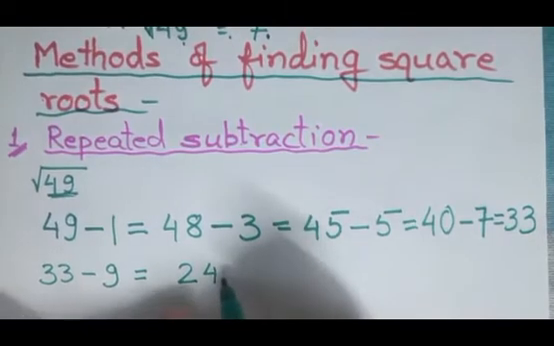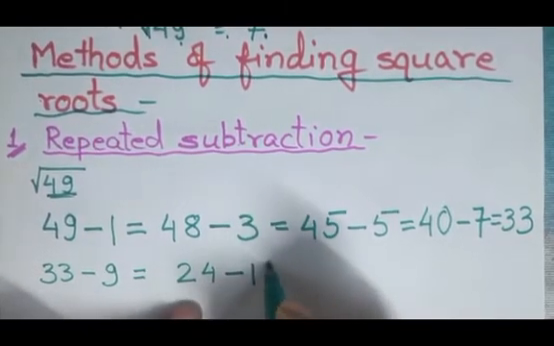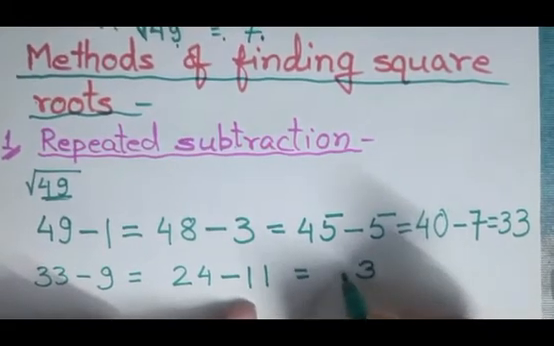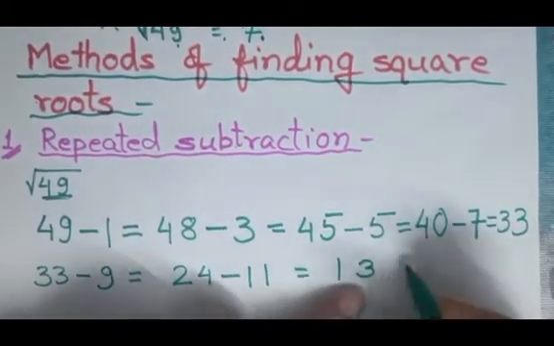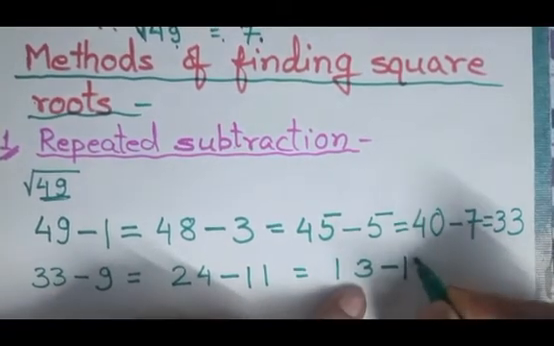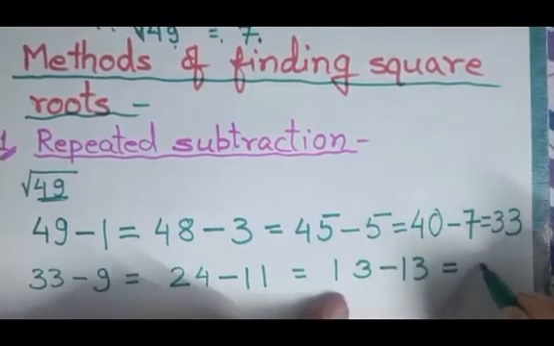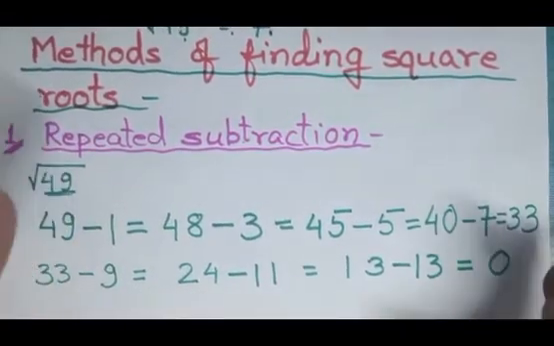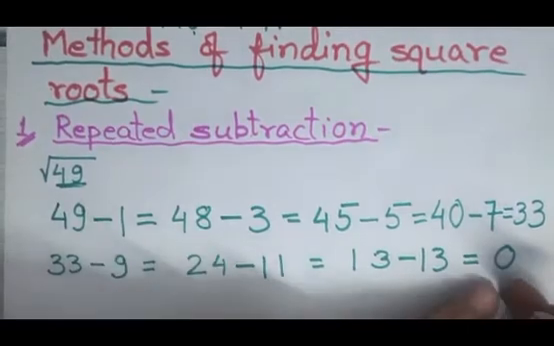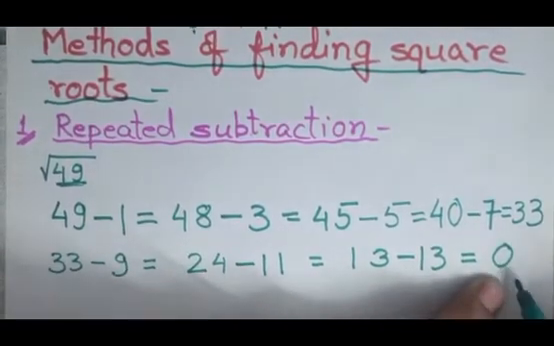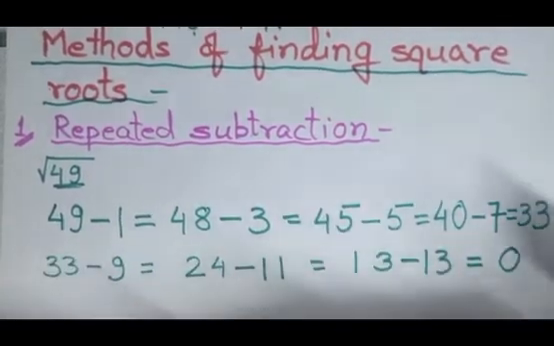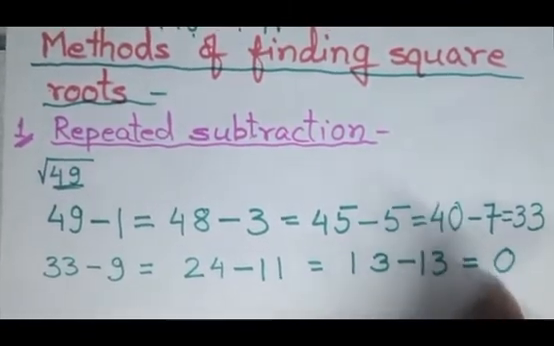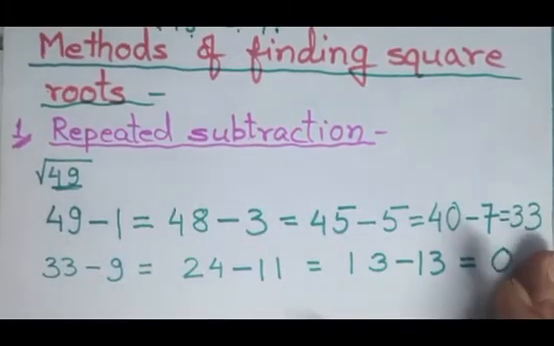Now the next odd number is 11. We will subtract 11 from it to get 13. Now the next number is 13. So we will subtract 13 from 13 to get 0. This is the process of repeated subtraction. We have to do it till we get 0 as the answer, means as the last subtraction. When we get 0, there we will stop our subtraction process.